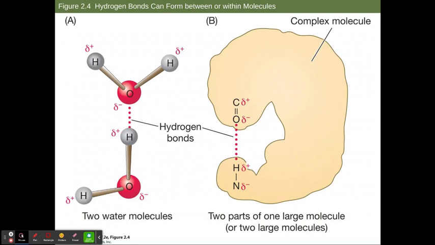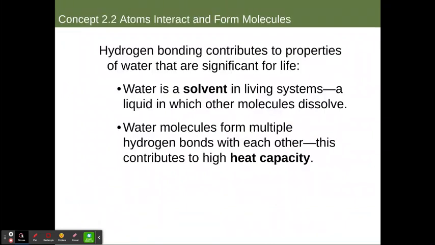Now, we also see in the second part that hydrogen bonds can form between different parts of the same larger molecule. So we have this large complex molecule right here. In this case, we have a CO group, this electronegative region of the oxygen being attracted to the H, the positive, right here, the NH group.